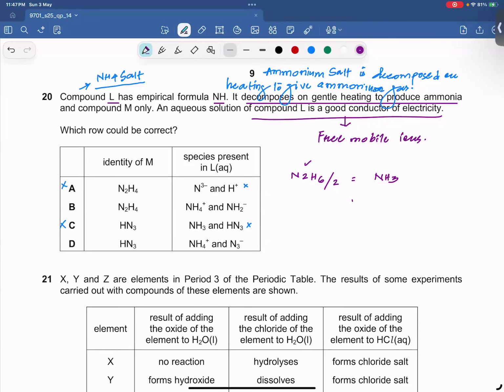Compound M. Empirical formula is NH3, and this is not the empirical formula of compound M.